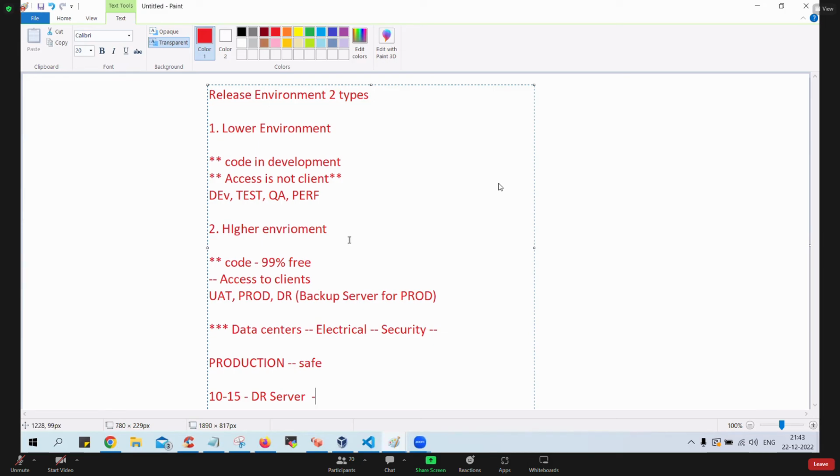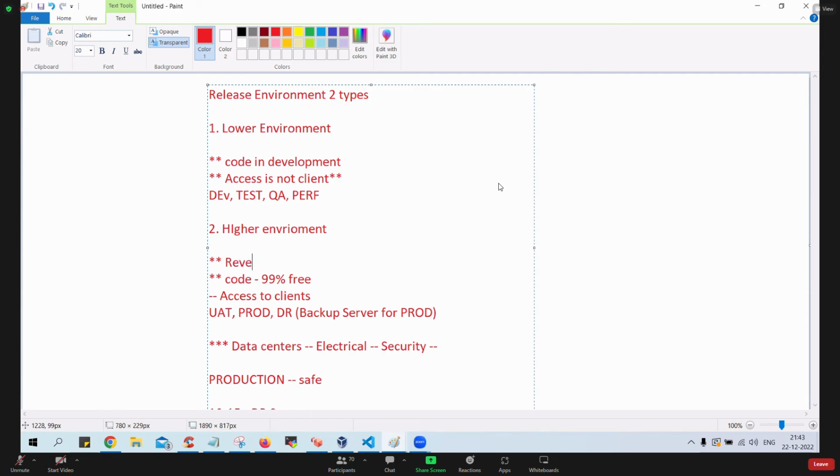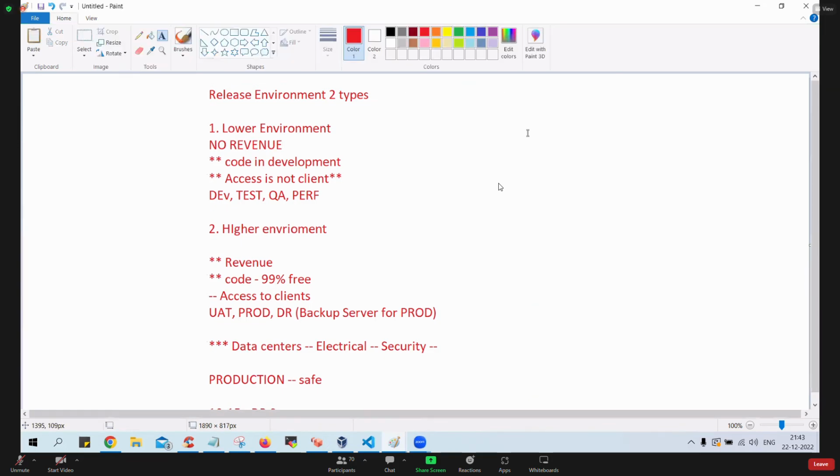Now, the higher environments generate the revenue. In lower environments, there is no revenue. The company does not earn any income from the lower environment. They don't get any business there because we don't give the clients access. But when it comes to the higher environment, it is revenue and people will be very careful handling the higher environment. Got it now?